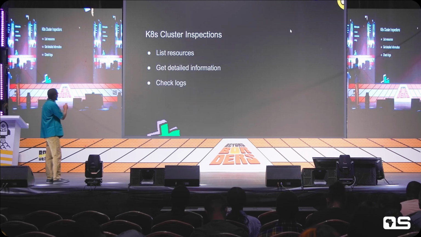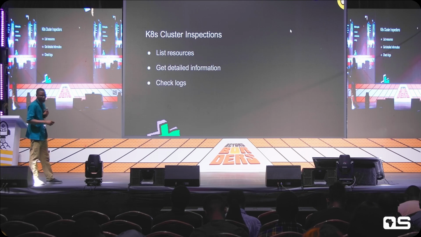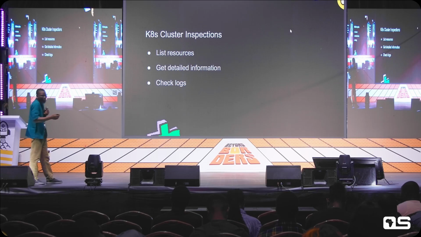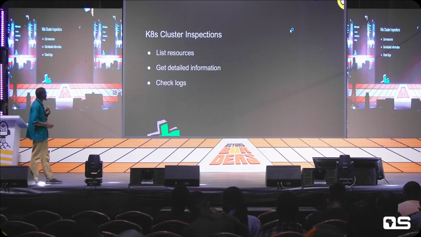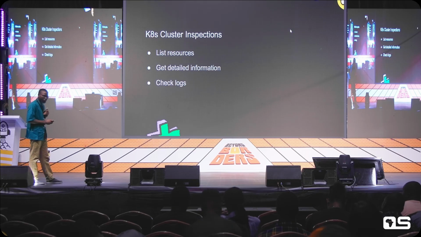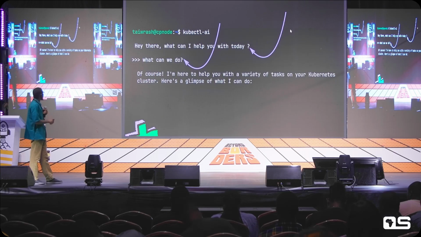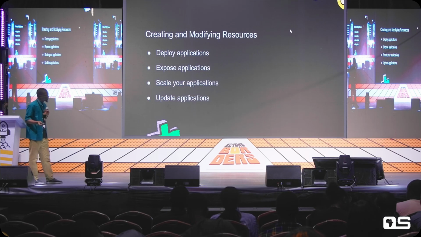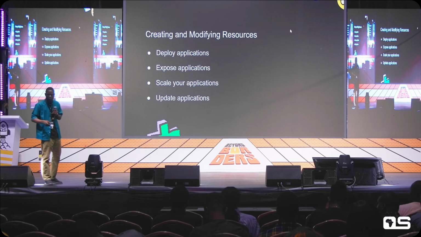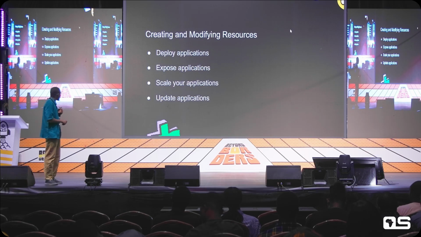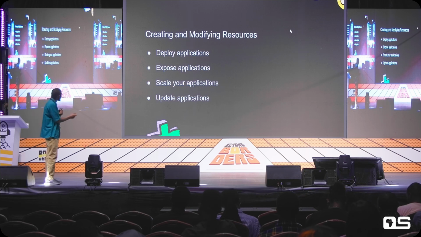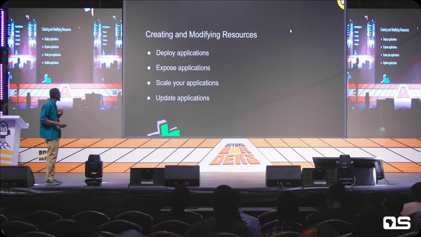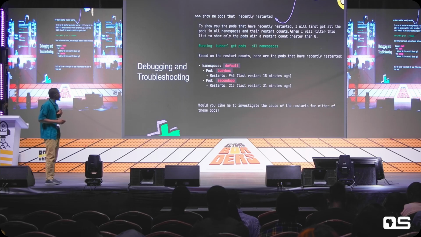One of the responses was, you can list resources by asking, can I know the resources that we have, the pods and the deployments we have on this particular cluster. You can get details about your cluster, and then you can check logs. You can create and modify resources by asking your cluster, can you tell me what is going on with my deployment? You can expose your application by providing services. You can scale up, scale down, and update your application. You can use it for debugging by asking questions like, show me pods that recently restarted.